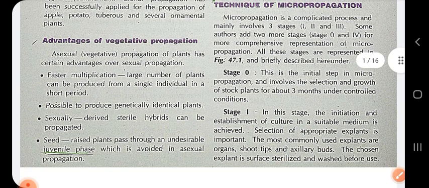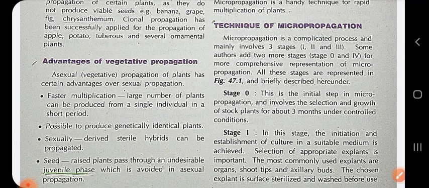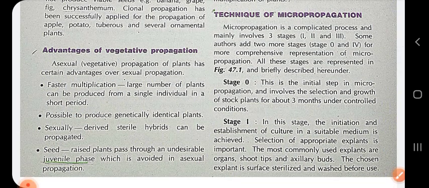Okay, so the first step in micropropagation is we have to properly select and grow the stock plants, the plants from where we are going to take that explant, in controlled culture conditions, so that the plants do not get affected with pathogens and can grow well. Stage one is the stage where we initiate and establish the culture in a suitable medium.